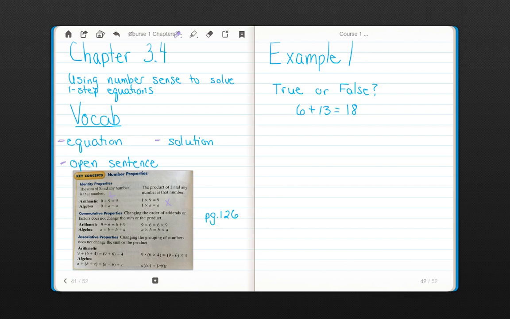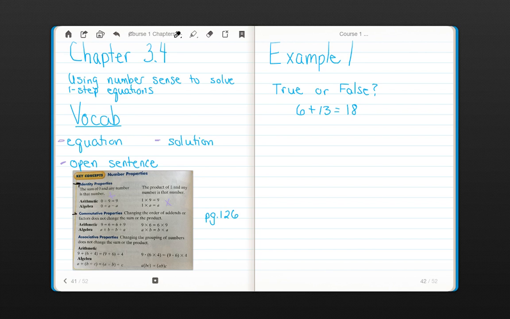For example, 0 plus 9 equals 9. It's its own identity. It is itself. For multiplication, the product of 1 and any number is that number. 1 times 9 equals 9. It's itself. So those are the identity properties.